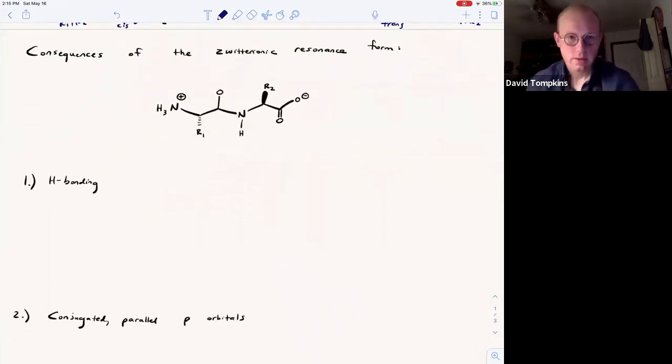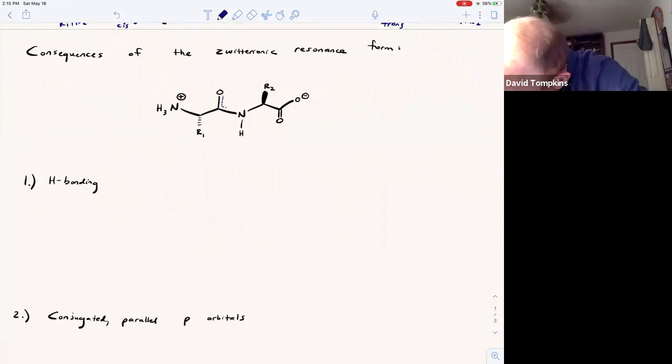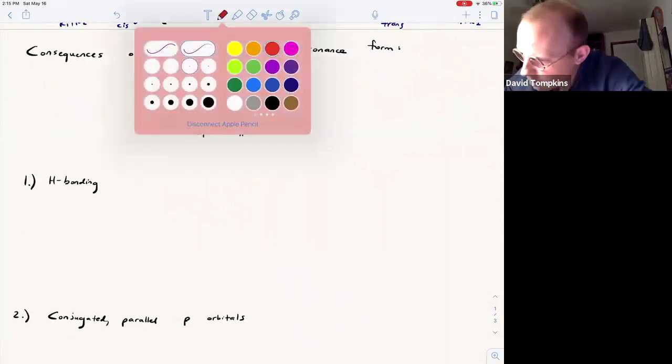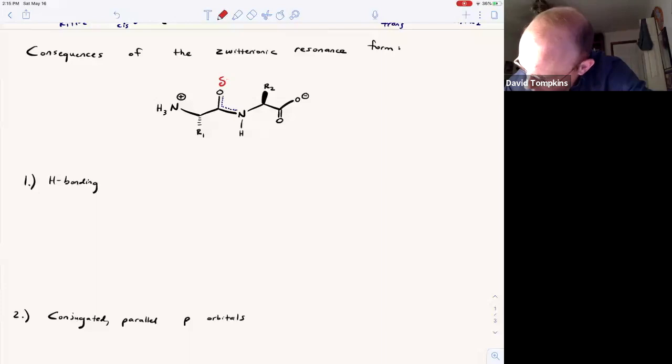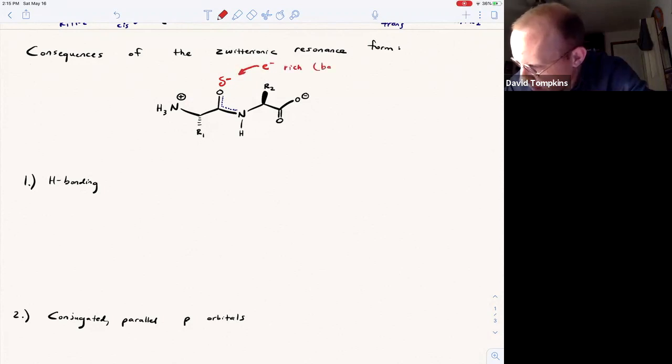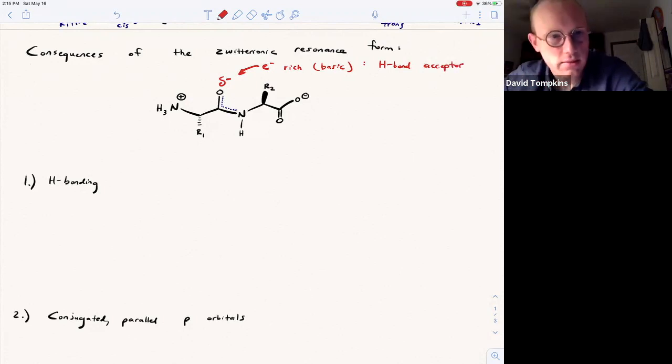So there are multiple consequences of the zwitterionic resonance structure. Let me draw once again this delocalized electron entity. Because the oxygen takes on a formal negative charge in the zwitterionic form, that means that it is electron-rich, or that's the basic end of the amide. And thus it is an excellent hydrogen bond acceptor and is willing to reach out and interact non-covalently with other electron-poor protons.